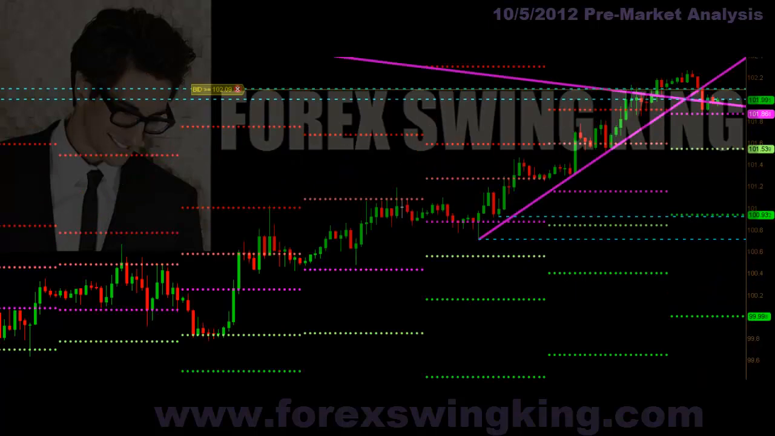Alright, Euro JPY. Basically, I have a current alert set at this level, 102.07. It's already broken this key diagonal. If you can retest that level, looking to ride it down to 100.70.